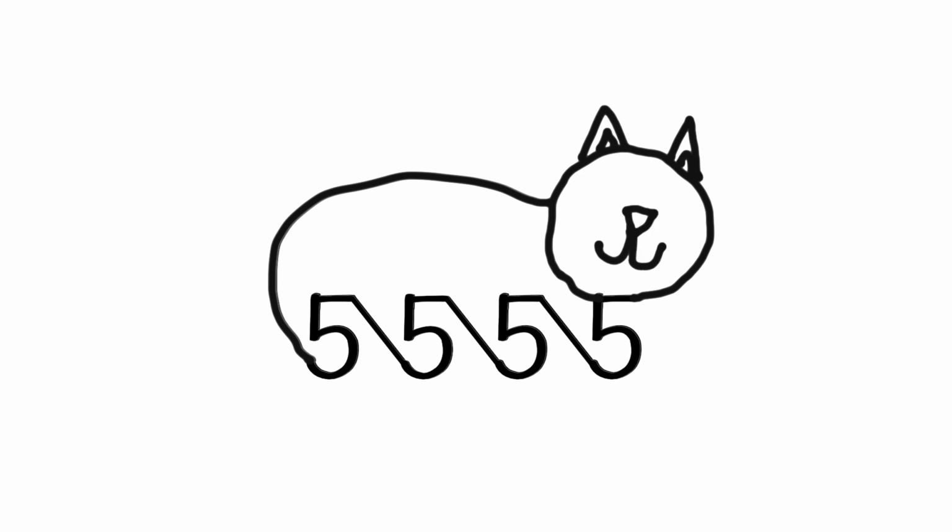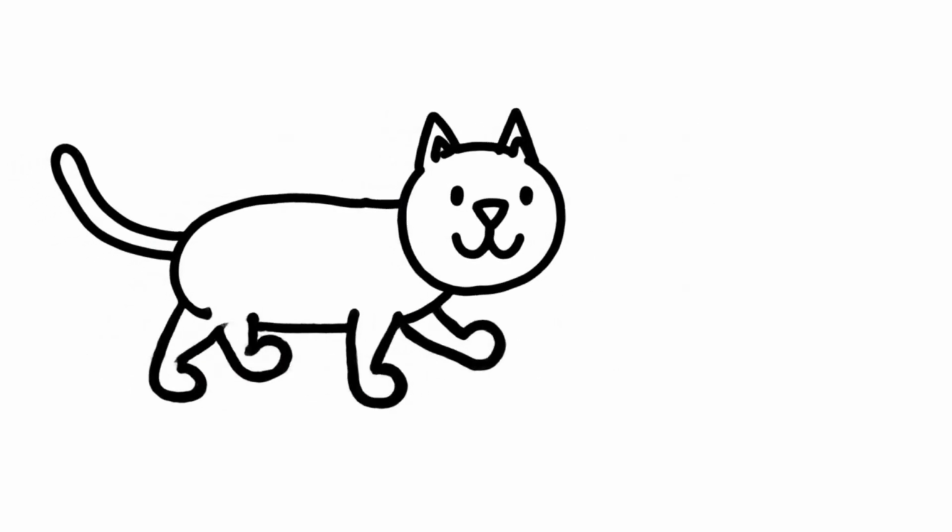Now, we will make an upside down triangle for the cat's nose, followed by 2 dots for eyes. Finally, we will give our cat a tail. If we use our imagination, our cat can be animated and walk.